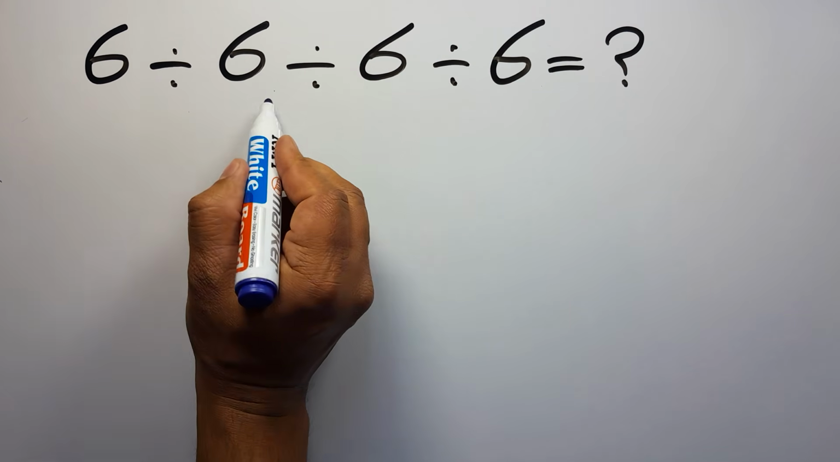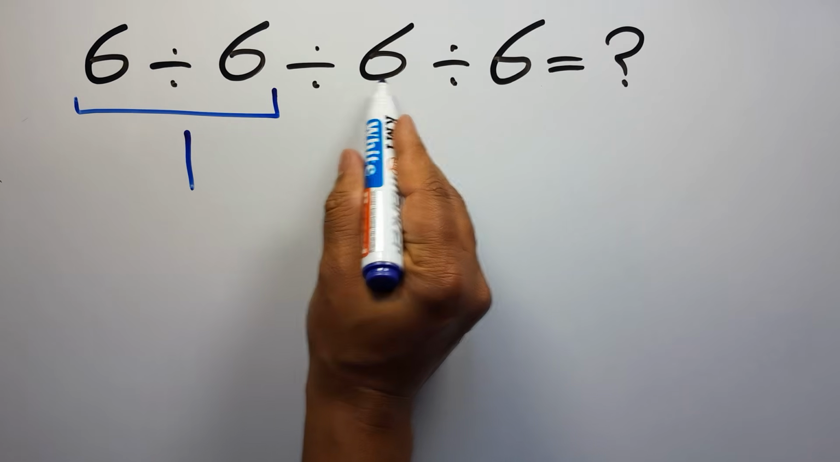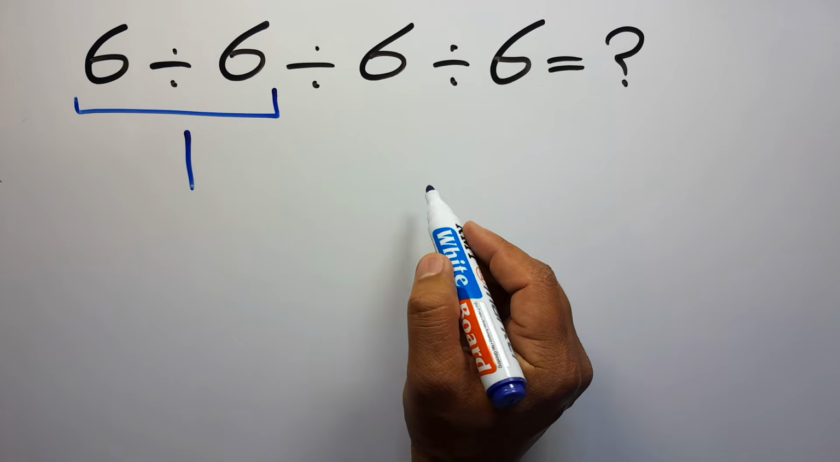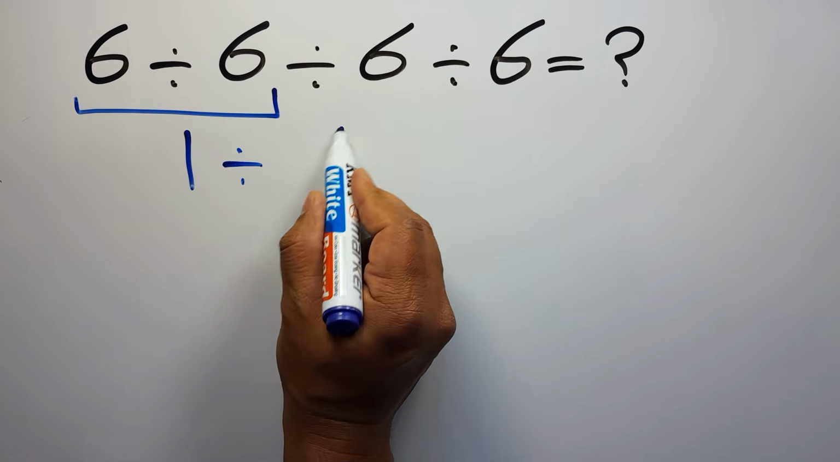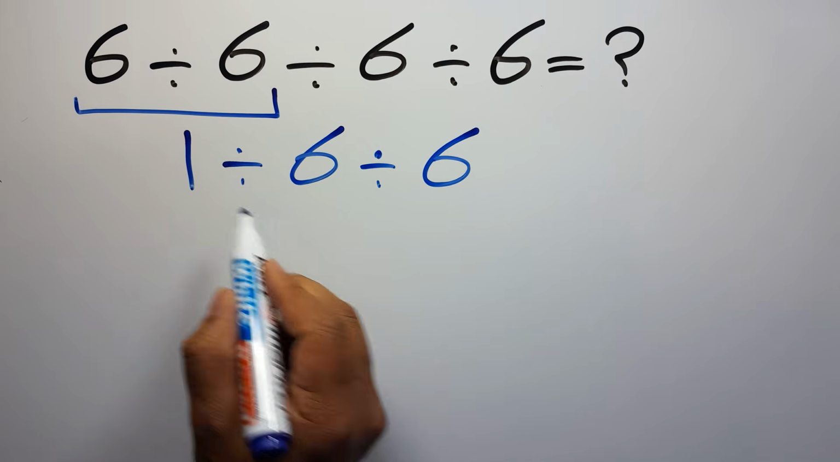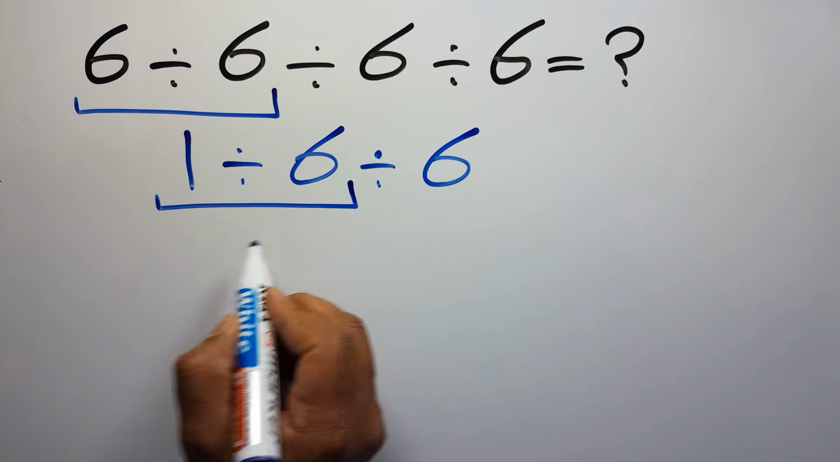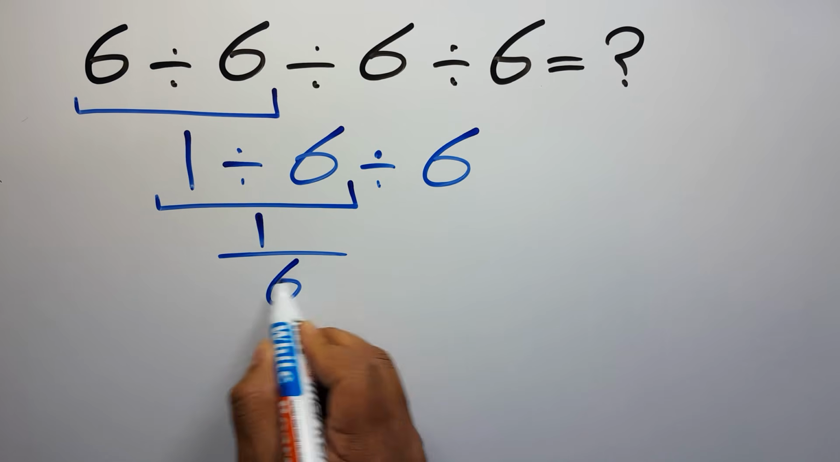6 divided by 6 gives us 1. So 1 divided by 6 and again divided by 6. Now we have to do this division. 1 divided by 6 can be written as 1 over 6.